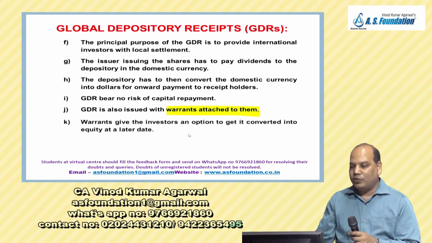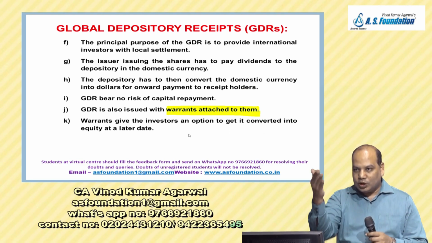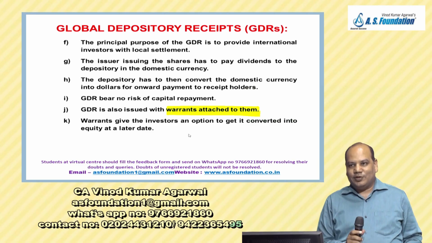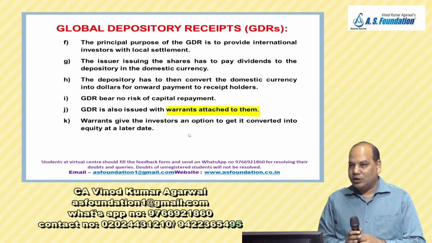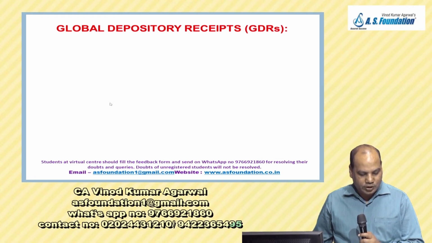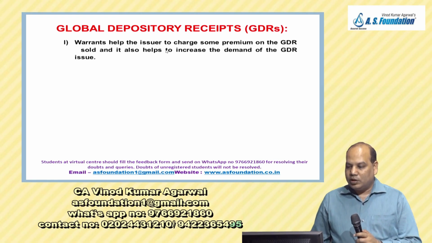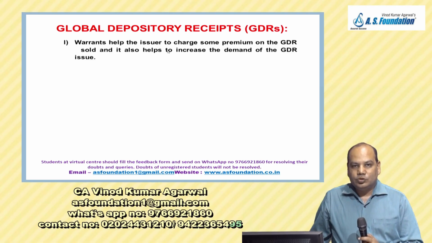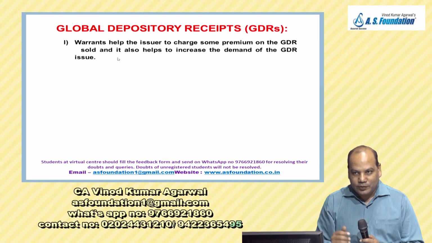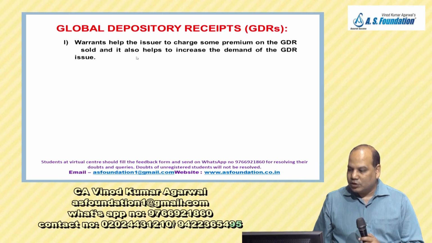And when it is in the form of a warrant, it does not have voting right. It does not have dividend right also. So a warrant gives the investor an option to get it converted into equity share at a future date. Warrants help the issuer to charge some premium on the GDR sold, because we tell the investor, see, I am also giving you an option to purchase share at a later date.